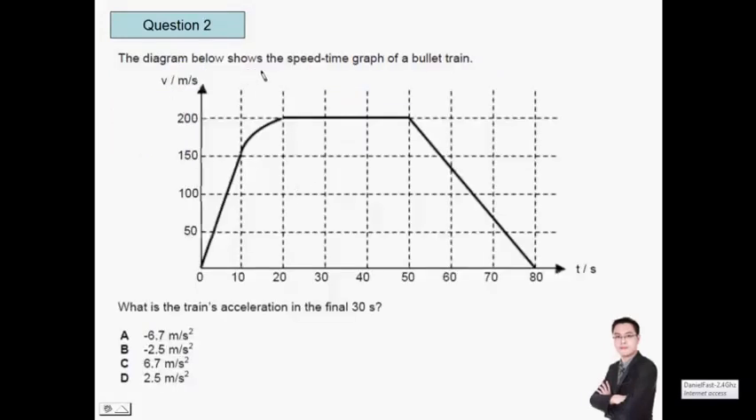Question 2. The diagram below shows the speed time graph of a bullet train. What is the train's acceleration in the final 30 seconds?